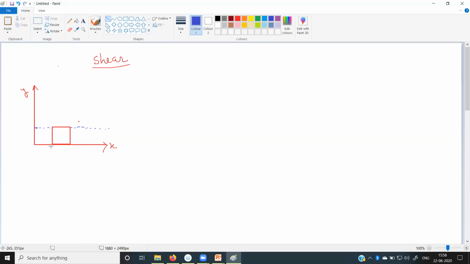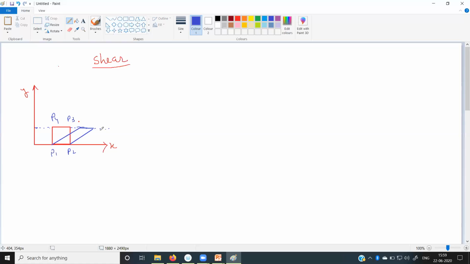To perform the shearing operation, we will keep the base fixed and we will move the other part. If you move the other part of the object, you can see that the shape of the object will be distorted. Clear? So this is called the shearing. So we should write it as point P1, P2, this is P3, and this is P4. So 4 points are there, P1, P2, P3, P4.